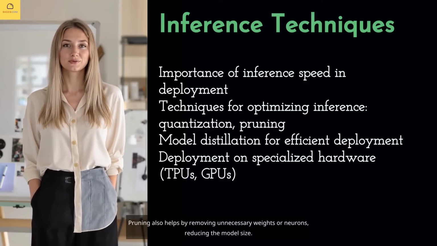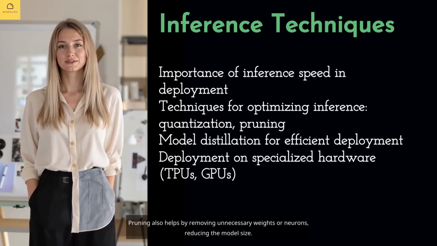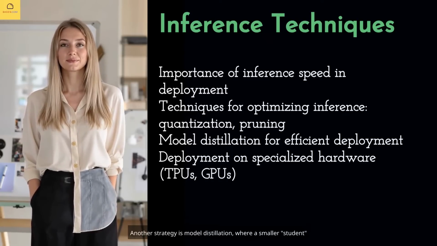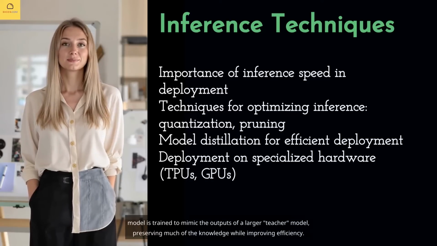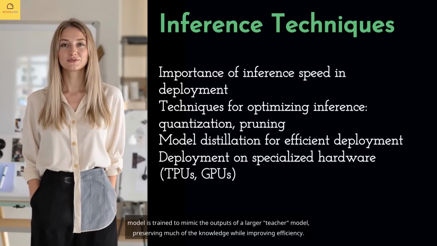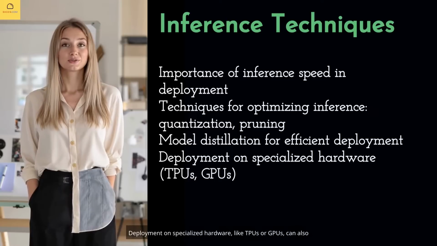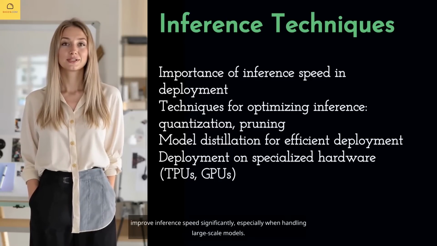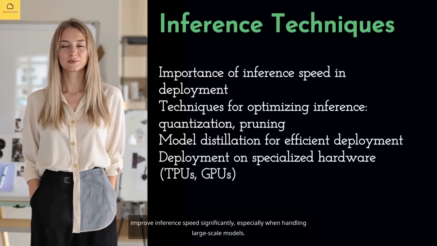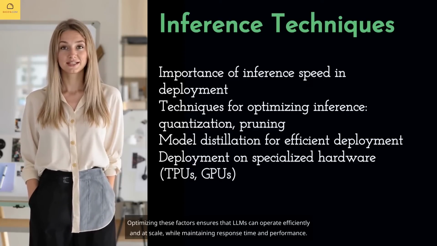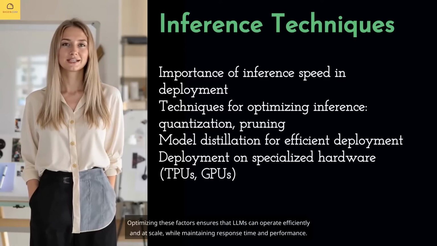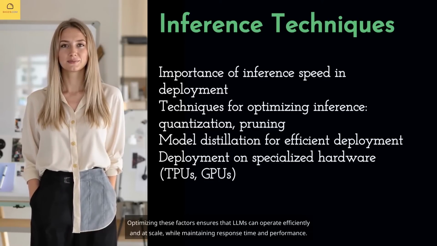Pruning also helps by removing unnecessary weights or neurons, reducing the model size. Another strategy is model distillation, where a smaller student model is trained to mimic the outputs of a larger teacher model, preserving much of the knowledge while improving efficiency. Deployment on specialized hardware, like TPUs or GPUs, can also improve inference speed significantly, especially when handling large-scale models. Optimizing these factors ensures that LLMs can operate efficiently and at scale, while maintaining response time and performance.